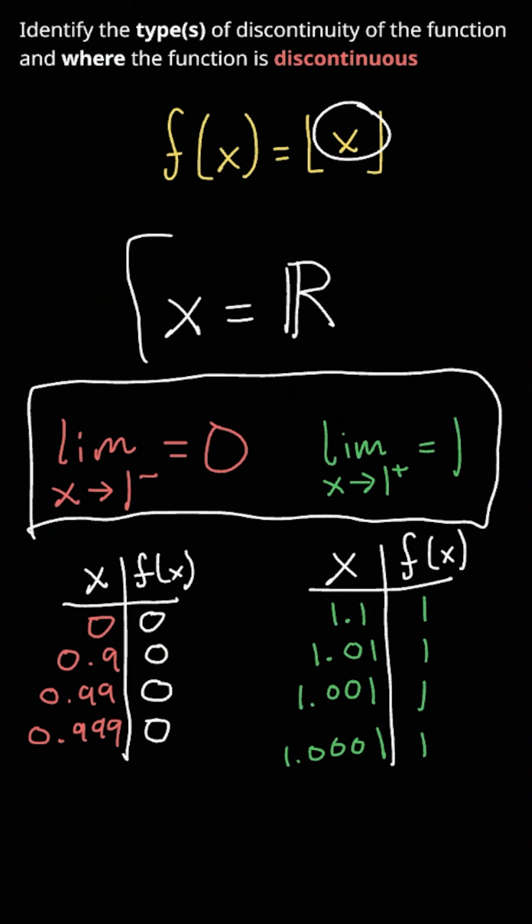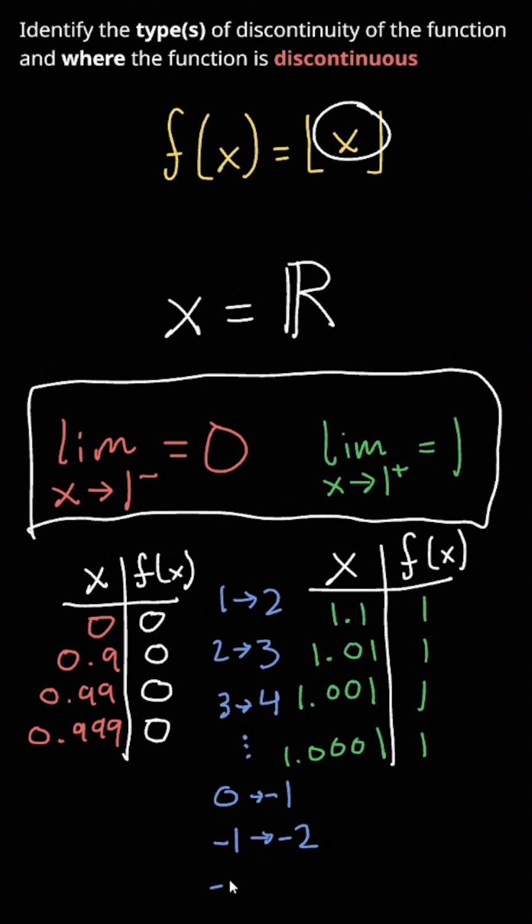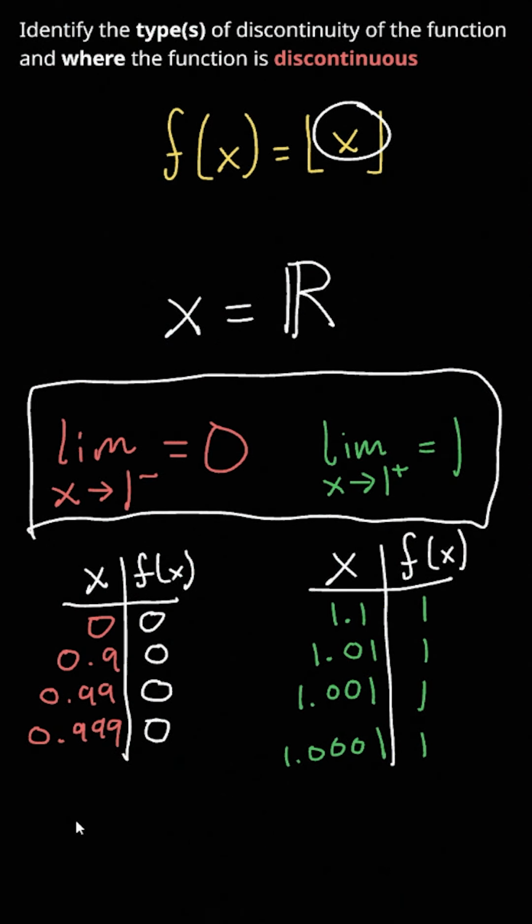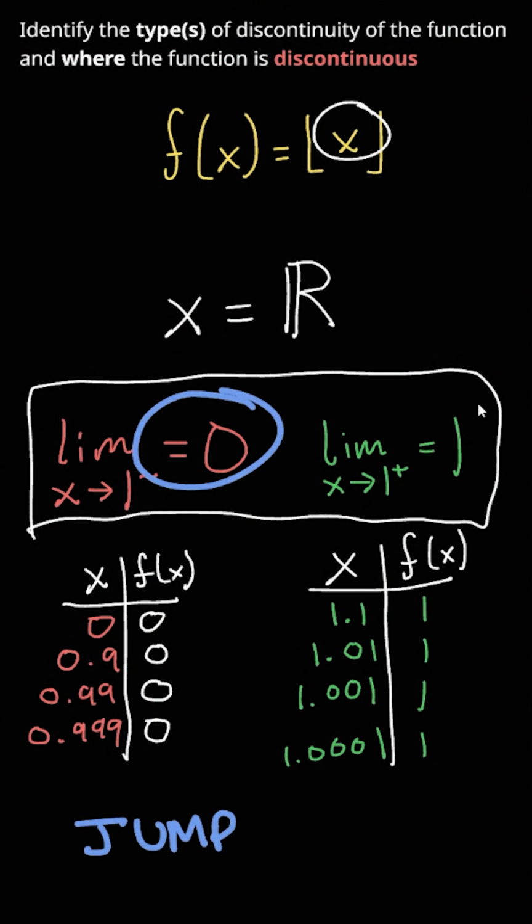Remember what I said, x can be all real numbers. So this also applies from 1 to 2, 2 to 3, 3 to 4, and so on. And it also applies in the negative direction: 0 to negative 1, negative 1 to negative 2, negative 2 to negative 3, and so on. It's not just for 0 and 1, it is for all integers of x. So we can plug in all real numbers for x, but the type of discontinuity is a jump discontinuity, getting different answers for the same input, and it happens where x equals all integers.